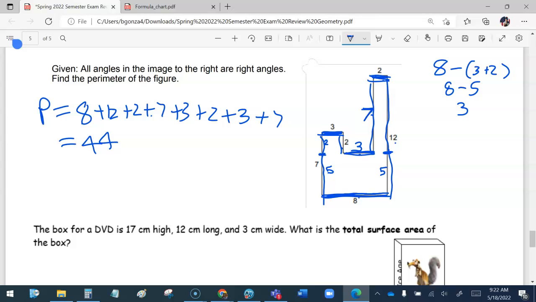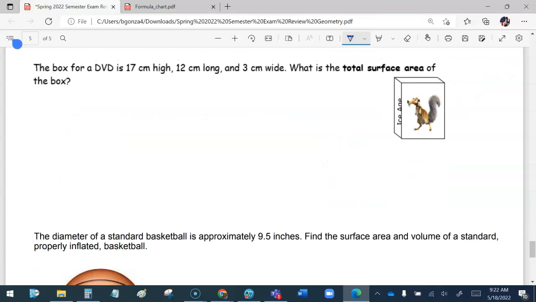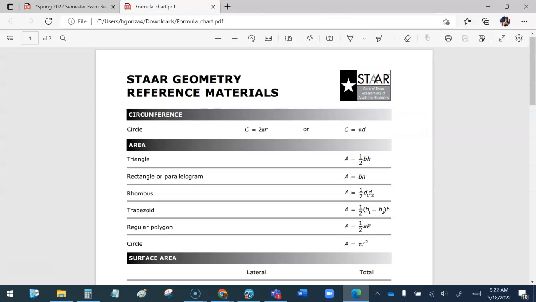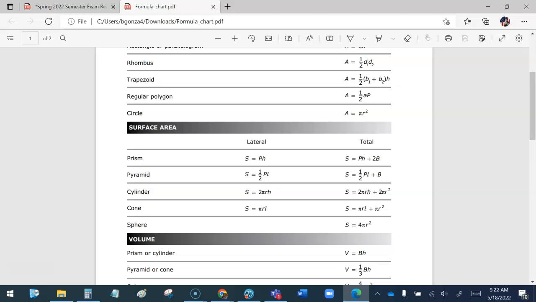All right. That's it. Last two here, the box of DVD. What's the total surface area? Total surface area of a box. This is a prism. Okay, it's 17 high, 12 long, 3 wide. How do I find the total surface area of a prism? Well, it's pH plus 2b.